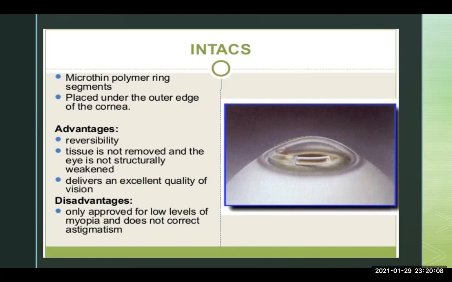So the advantages of the INTACS, or the intracorneal ring segments, is the reversibility. You can remove it. Tissue is not removed and the eye is not structurally weakened. It delivers an excellent quality of vision in most cases. This was only approved for low levels of myopia and does not correct astigmatism.